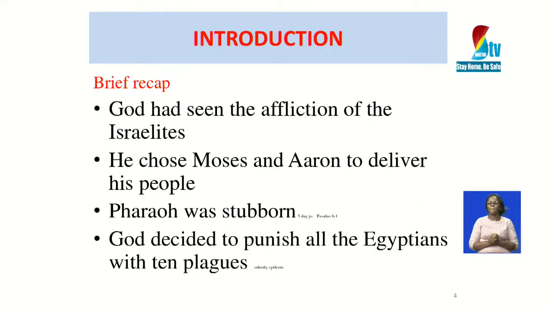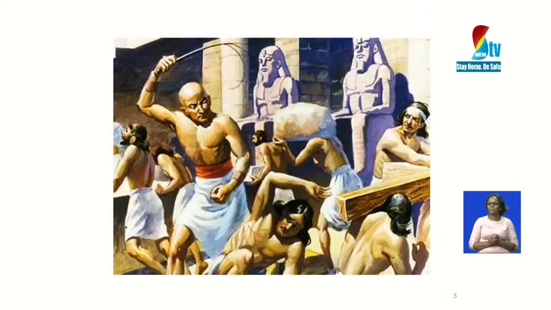So now, my dear learner, let's start with a quick recap of the previous lesson. In the previous lesson, we established that God had seen the affliction that the Israelites were going through in the foreign land of Egypt. So he had called Moses. He had appointed Moses to go together with his brother Aaron to release his people, the children of Israel, in bondage in the land of Egypt. So that is what we established, my dear learner.